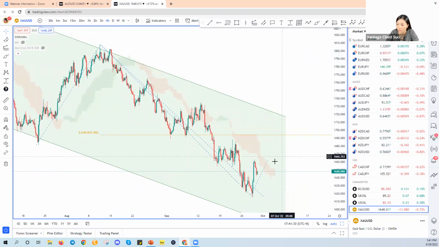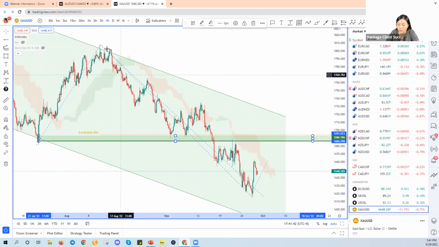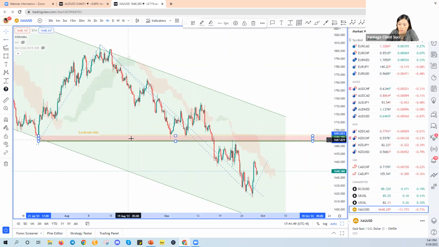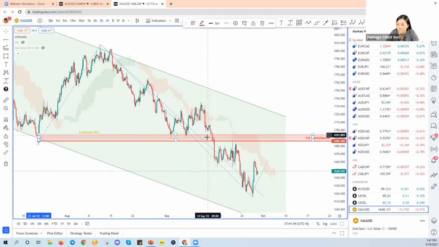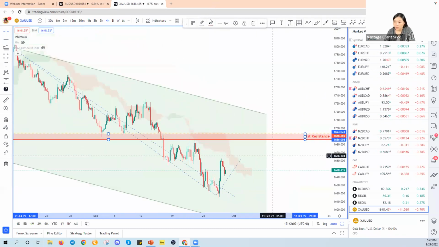Okay, so my first, I'll put at this level here, this region here, because it aligns with my resistance. That will be my first resistance. Let me just adjust slightly. Okay. First resistance, let me draw my first support.